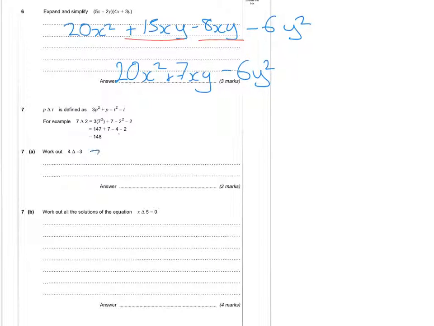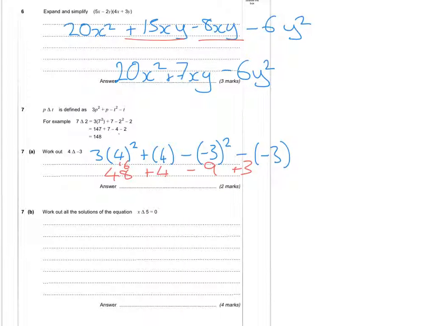So we've got 3 times 4 squared plus 4 minus negative 3 squared minus negative 3. 4 squared is 16, so that's 48 plus 4. Negative 3 squared is 9, so minus 9 plus 3. The answer to that is 48 plus 4 is 52, plus 3 is 55, minus 9 is 46.